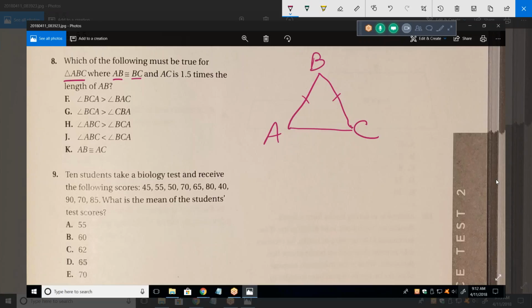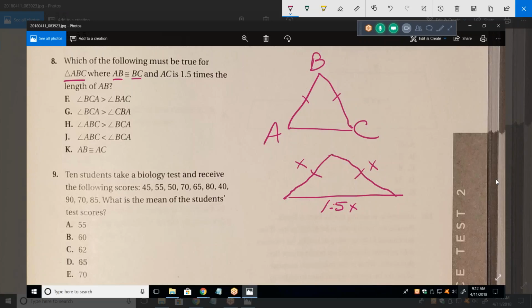And AC is 1.5 times the length of AB. I don't really need to redraw it, but it's more like this. That's still an isosceles triangle, but this side down here, if that's x, and that's x, then this is 1.5x. Okay, and that's so far what I know. And that's all I know.